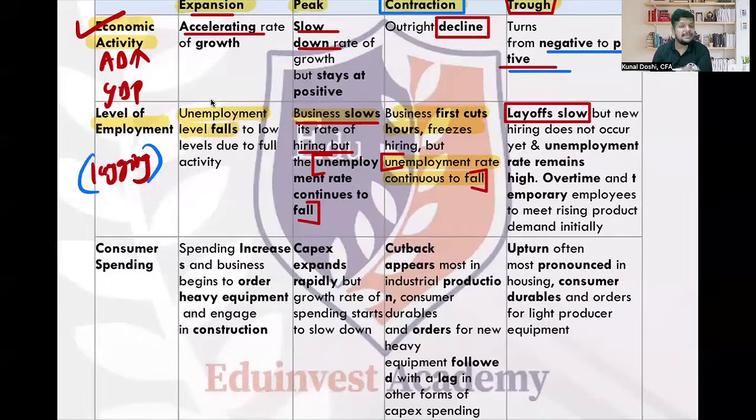Layoffs don't happen immediately because it's difficult to hire and fire people, right? Unemployment remains high at this level over time, and temporary employees meet the rising product demand.